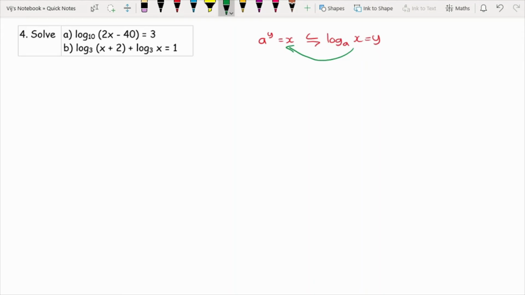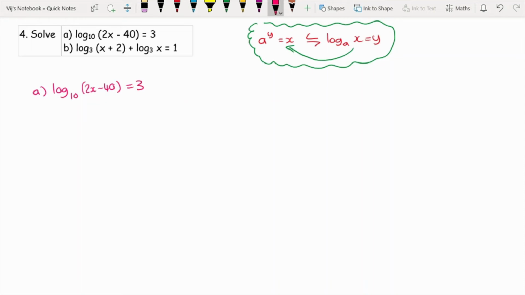That's exactly what we're going to be doing. The key thing with this is to make sure you've got no number in front of your logs, make sure you turn it into a power, and then it's just a case of substituting numbers in. So what do I mean by all of that? Right, so looking at question A, let's start by writing the question out. Here we've got log to the base 10 of 2x minus 40, and that equals 3.